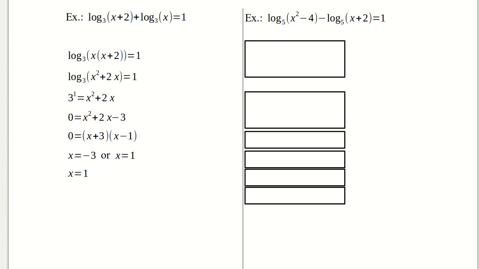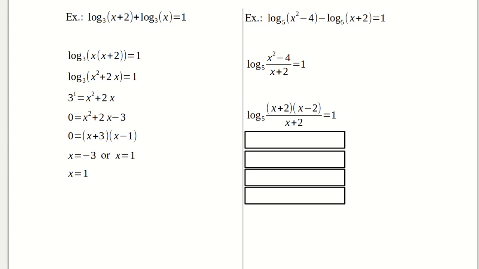In the next example, we notice again that there are no coefficients and that the bases are the same. So we can use the quotient rule here. We say that that difference is going to give us a quotient, the result of performing division. Notice that that numerator is a difference of squares, so we factor it, x plus 2, x minus 2, and of course the x plus 2's cancel. And now we're in the situation where we can translate.